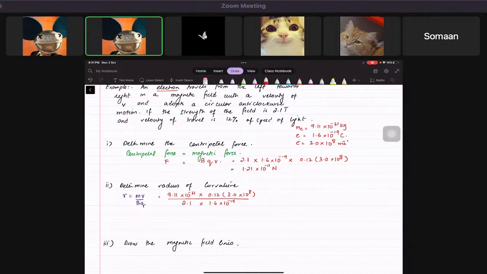When you do that, it's going to give you 97.5 times 10 raised to minus 6 meters, which is essentially equal to 97.5 micrometers. Is it clear, everybody? Let me know if you have a question here. Okay.